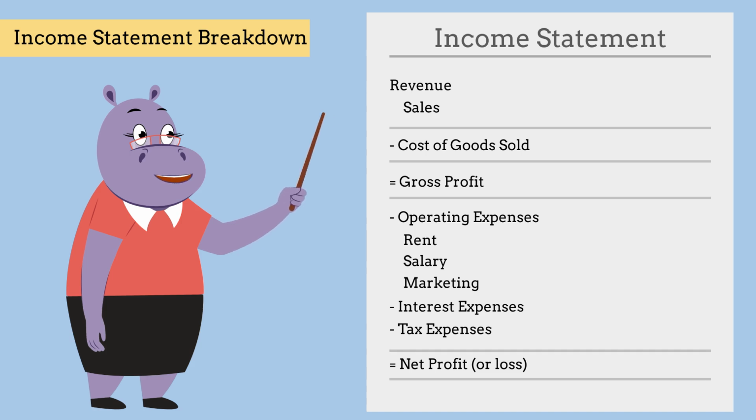Next, we subtract various operating expenses. Operating expenses are costs like rent, salaries, and marketing. Interest expenses are costs of borrowing money, or the interest paid on loans. And taxes are what the company owes to the government. After subtracting all these expenses from the gross profit, we're left with the net profit, otherwise known as net income. This tells us how much money the company actually kept after paying all its expenses. However, if the expenses were more than the revenue the company made, it would result in a net loss.